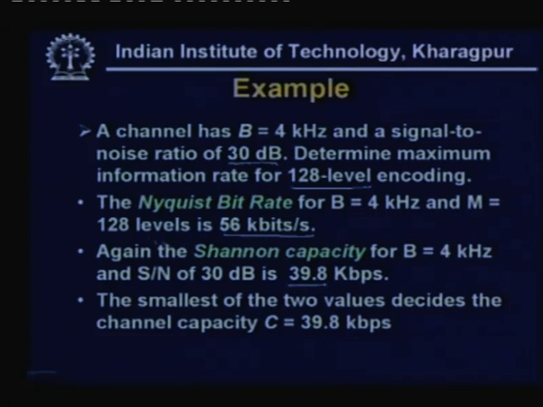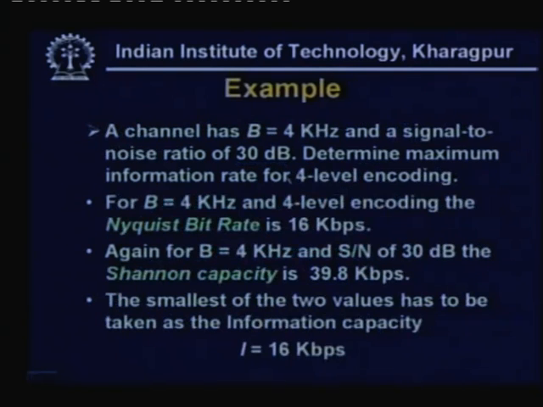So here we see we are using a large number of levels, 128, which may provide us 56 kilobit per second, but because of the lower signal to noise ratio, the information capacity will be restricted to 39.8. So you won't get 56 kilobits per second, but we shall get 39.8 kilobits per second. So you see the smallest of the two we have to take. So here it is limited by the signal to noise ratio. In the previous case, it was limited by the Nyquist bit rate.